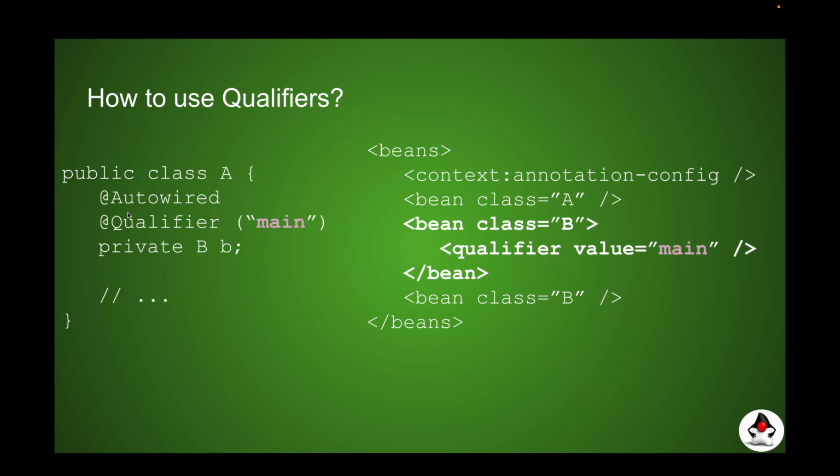So in order to make that decision, we can use the Qualifier annotation. Inside class A, along with the Autowired annotation, we can use the Qualifier annotation on the field for B, and we can pass main as the value. So the container or the context will look for a bean of type B with qualifier main. You can see the first bean definition has a qualifier tag and its value is main. So this bean will be used. If there are multiple beans which satisfy this qualifier criteria, then there will be an exception.